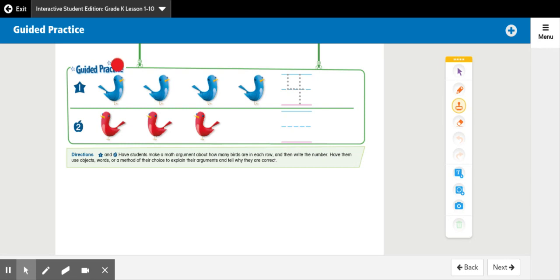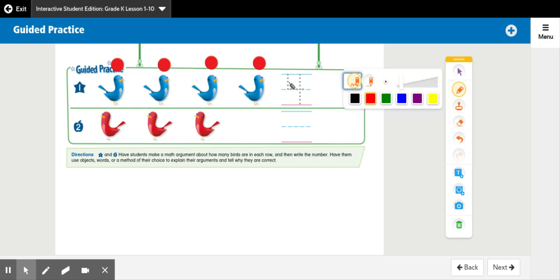So we're going to do 1 counter over the first bird, 2, 3, 4. So we know our argument can be, we know that there are 4 birds in number 1 because we used 4 counters. We can say there is 1 counter for each bird, and there are 4 counters total, so there are 4 birds. Go ahead and write the number 4 for number 1.